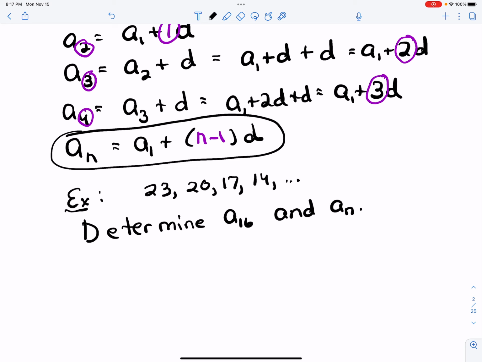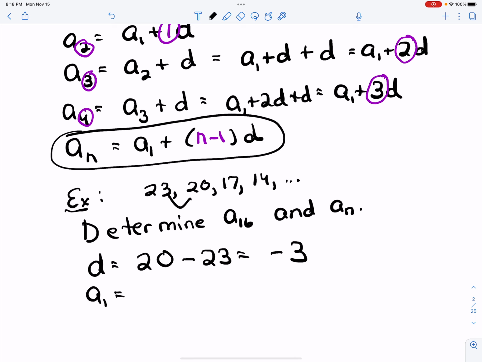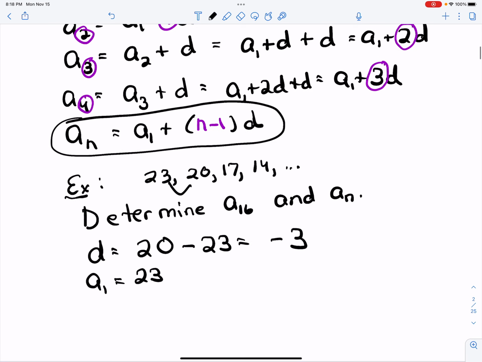Well, we need the common difference, but that's not too hard to find. It's an arithmetic sequence, so we can take any two consecutive terms and subtract the right one minus the left one and figure out what the arithmetic difference is. So in this case, it's -3. We know a sub 1 because they already gave it to us. We know that's 23.